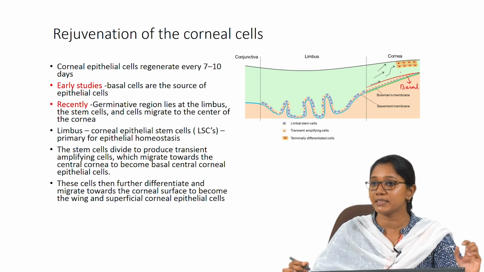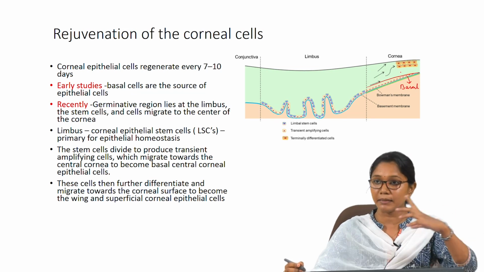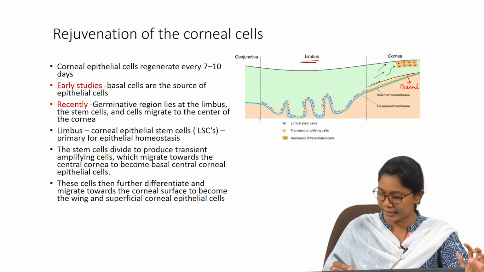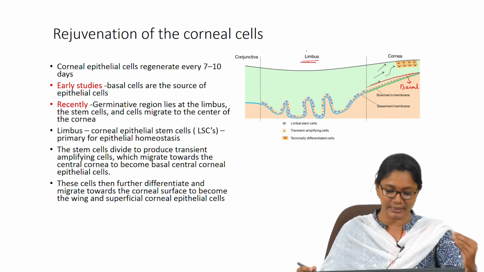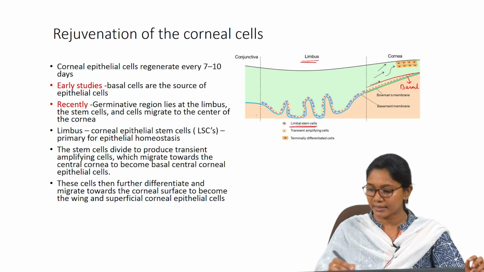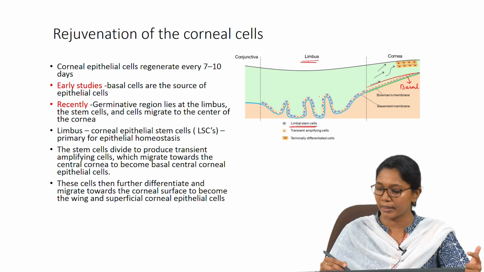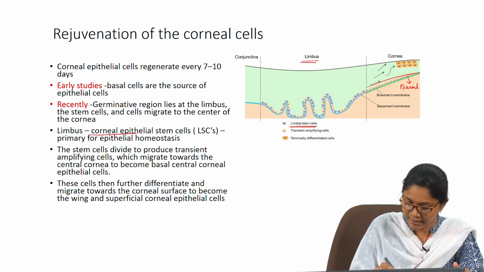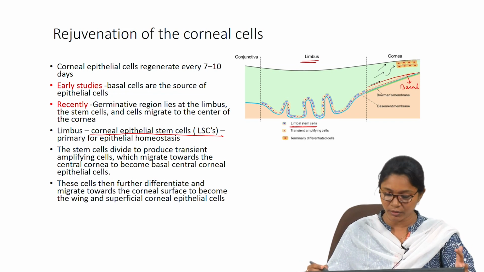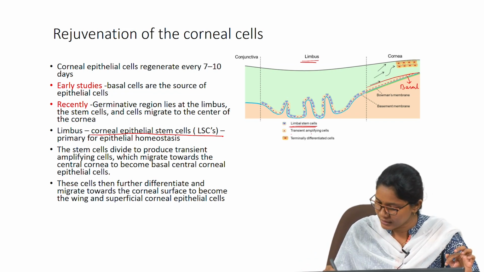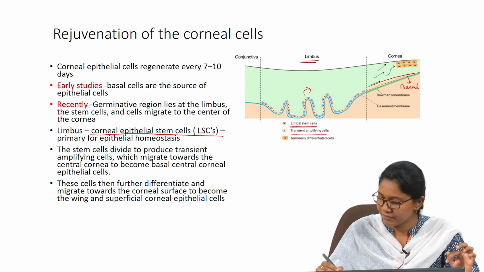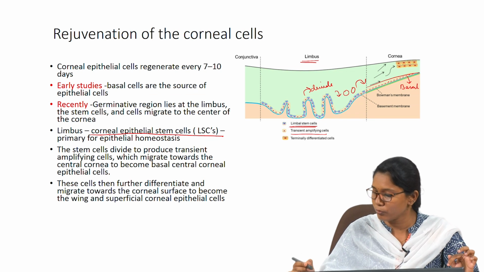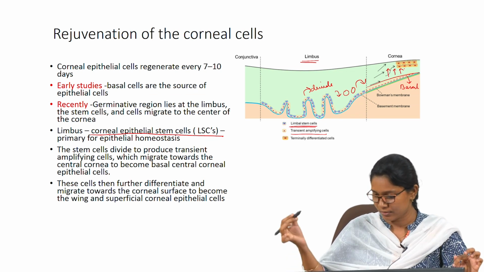So, this basal membrane is not the only source, but there is something else called the limbus region. This limbus, which I have already mentioned, is the connection between the cornea and your sclera. It has the limbal stem cells. The limbal stem cells are stem cells which migrate. They first undergo asymmetric mitosis. The limbal corneal epithelial stem cells are called LSCs. These LSCs divide to produce transiently amplifying cells. The stem cells divide into many cells, which then migrate to the Bowman's membrane, and from there form the bigger layer. So, this is the principle.